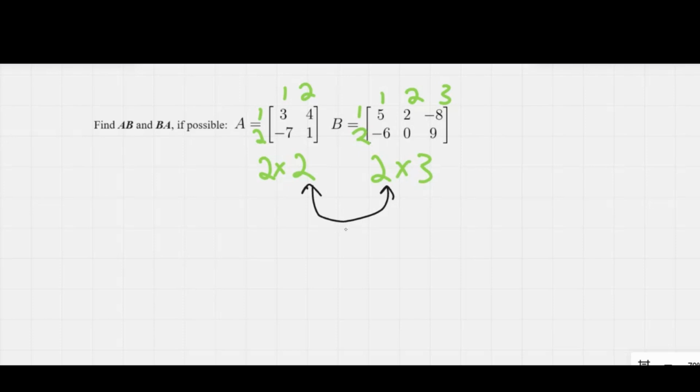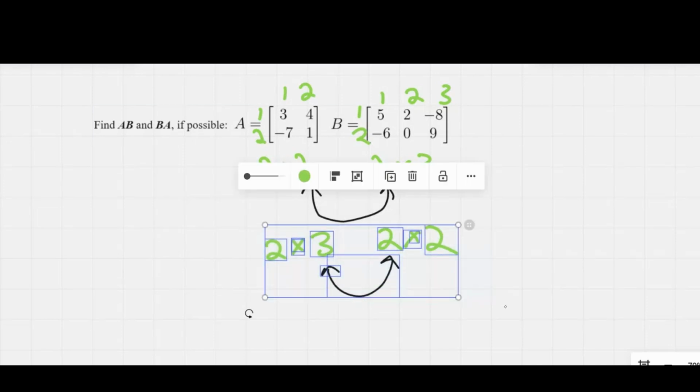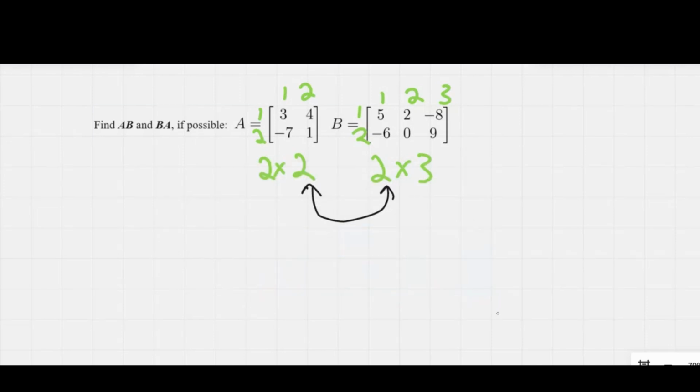But let's say we flip the script and we do matrix B times matrix A, well, that is not possible because these two are not equivalent with each other. We have 3 columns in matrix B and 2 rows in matrix A. They're not equivalent with each other, and thus it is not possible. One thing I would like to note, though, is that our resulting matrix between the multiplication of A times B will result in a 2 by 3 matrix. And that is not by coincidence. That is because there are 2 rows in matrix A and 3 columns in matrix B.